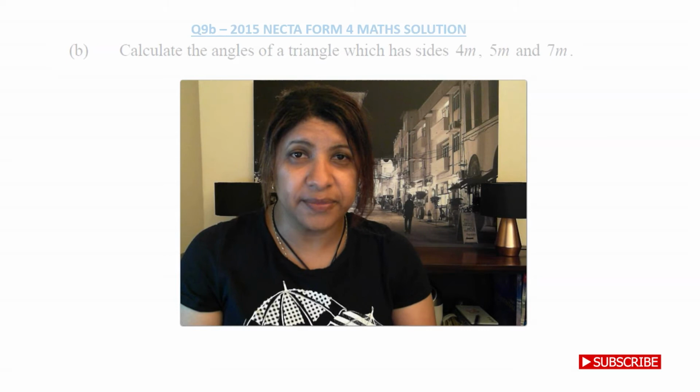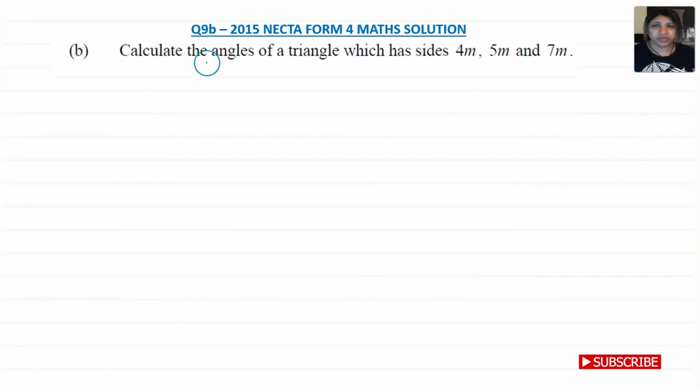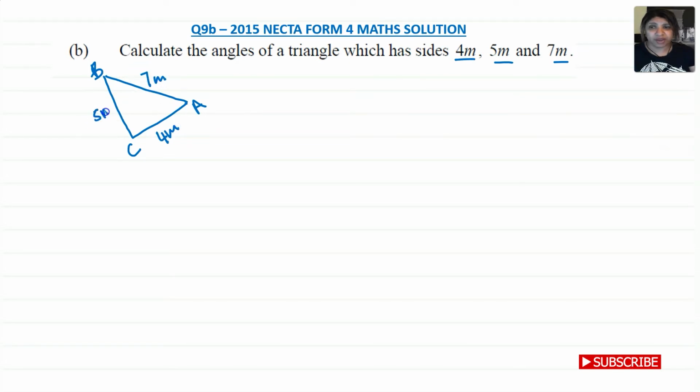Okay, so let's start. We are asked to calculate the angles of a triangle which has sides 4 meters, 5 meters, and 7 meters. So we do need to do a quick sketch. Don't try to do this all in your head because it's likely you will get things wrong. First of all, let's label our triangle: A, B, this is C, and then I'm going to put the sides. This is 4 meters, this is 7 meters, and this one is 5 meters.